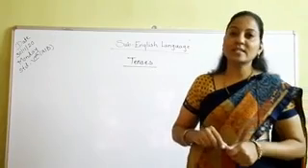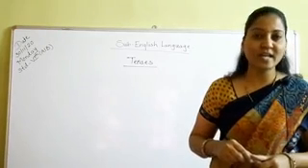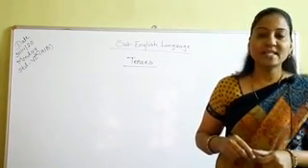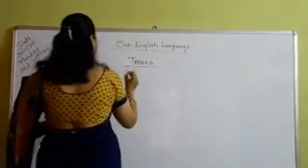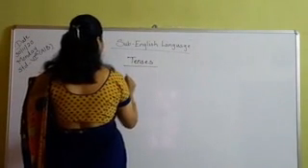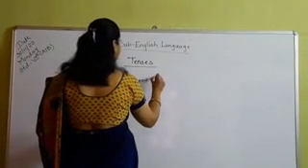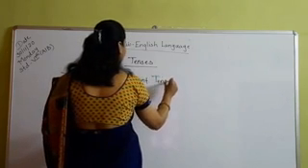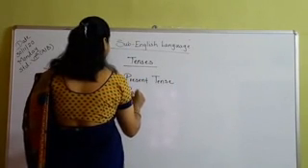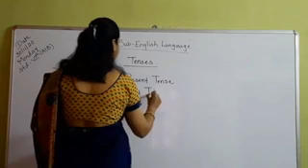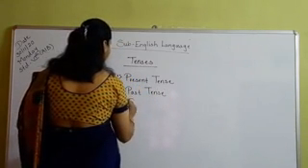Okay. So students, there are three forms of tenses, as you have earlier studied in your previous classes: present tense, past tense and future tense. First is present tense. Second is past tense. And third one is the future tense.